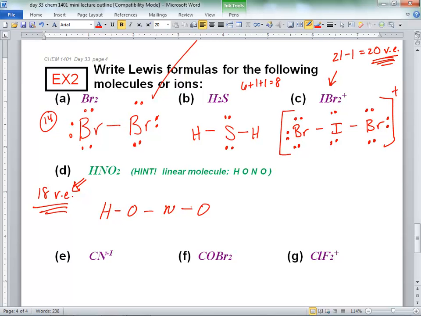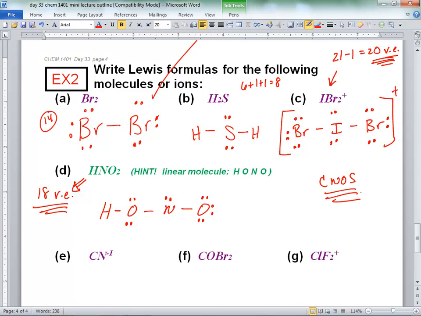So if you haven't figured this one out yet, I'll show you how I mess with it. How many have I used up so far? 2, 4, 6, 8, 10, 12, 14, 16, 18. Right? Because I kind of looked at N as my center atom. So anything left over, I'm going to end up putting them there. I don't have enough to put an octet on them, but I'm done with 18. So this is my starting point. Everything is on here. Now we can play that game.